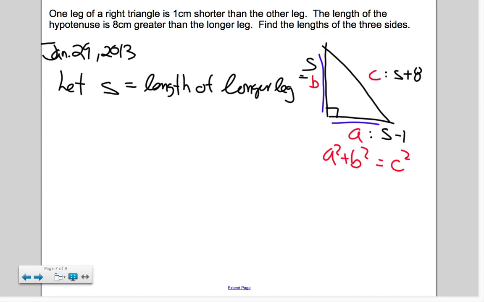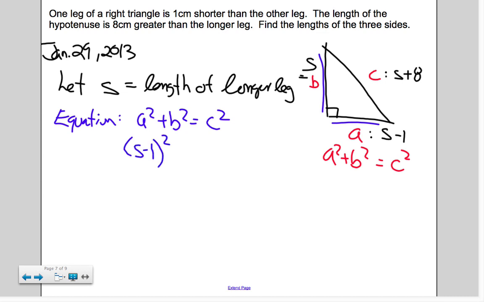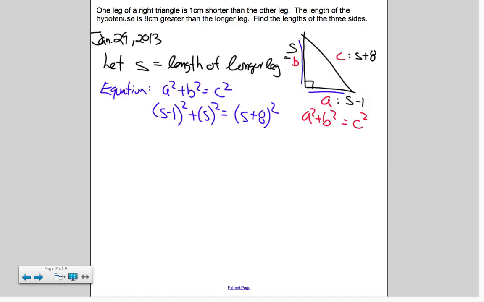So our equation is, we start off with A squared plus B squared is equal to C squared. We understand that relationship. So A here is just S minus 1 squared. B here is S squared. And it's equal to C squared, which is S plus 8, quantity squared. So now we have an equation.